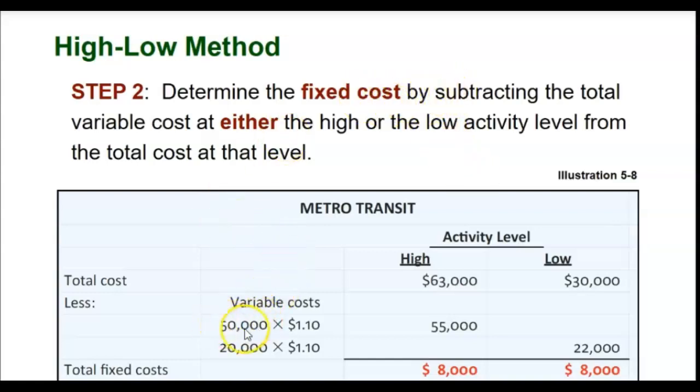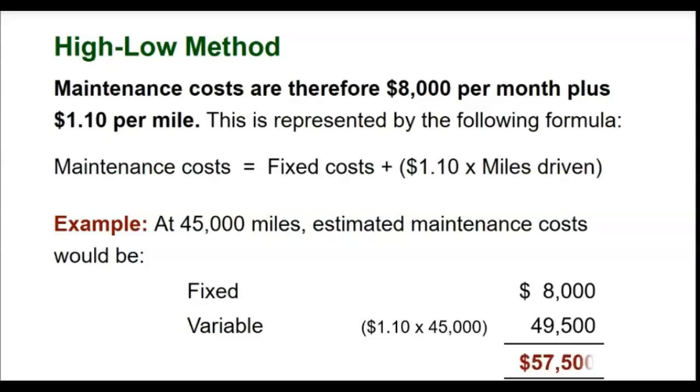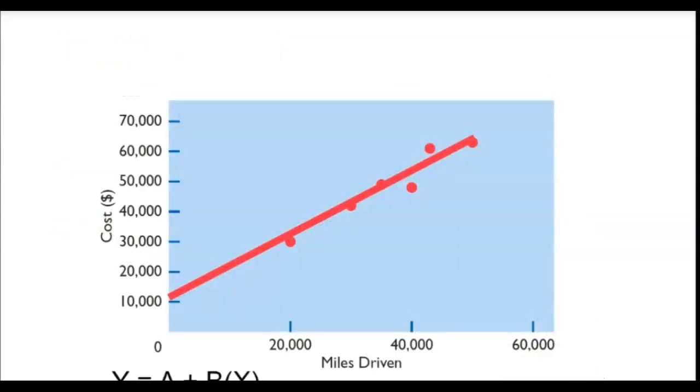So if I wanted to figure out what the fixed is, then I take the total and figure out of that total how much is fixed. 50,000 at the high would give me 55,000, and therefore the difference must be the fixed. The total variable cost at the low would be 22,000, and when I subtract that from the total cost, I get the same fixed cost. So that's the high-low method. Here's another example. We could write it as fixed 45,000 miles, the estimated maintenance cost then, fixed 8,000, variable 49,500.